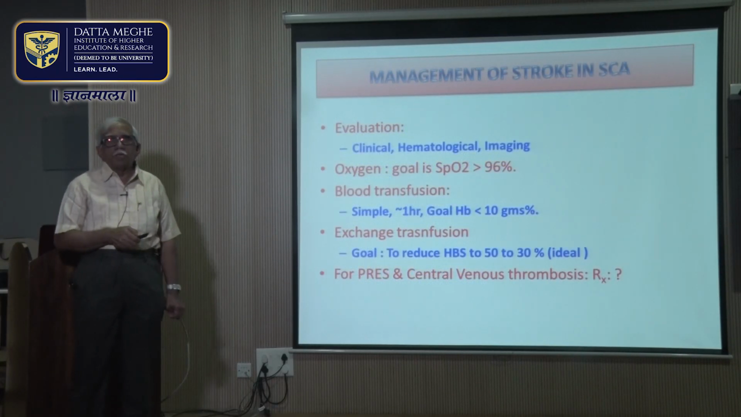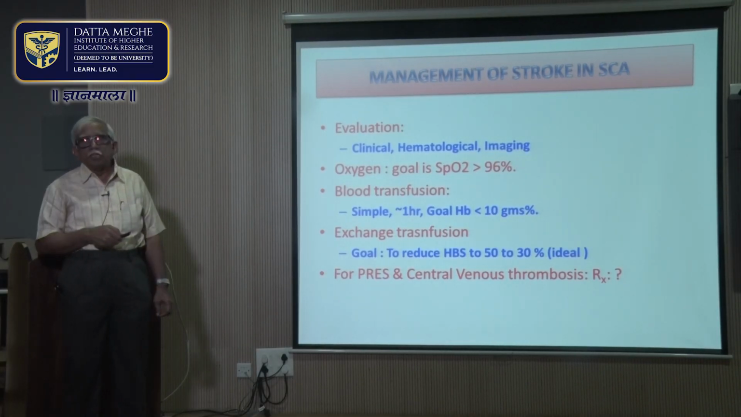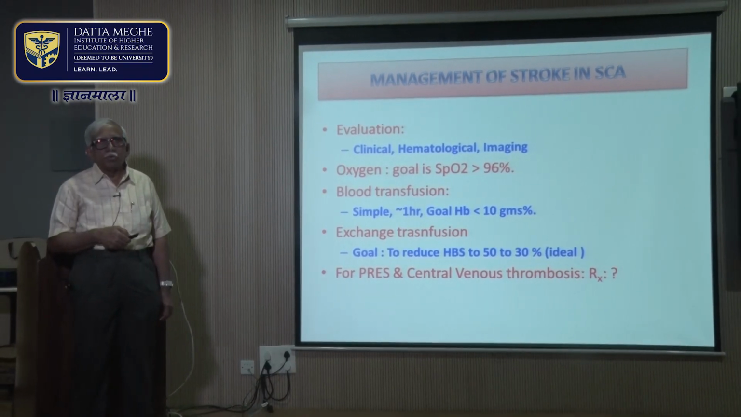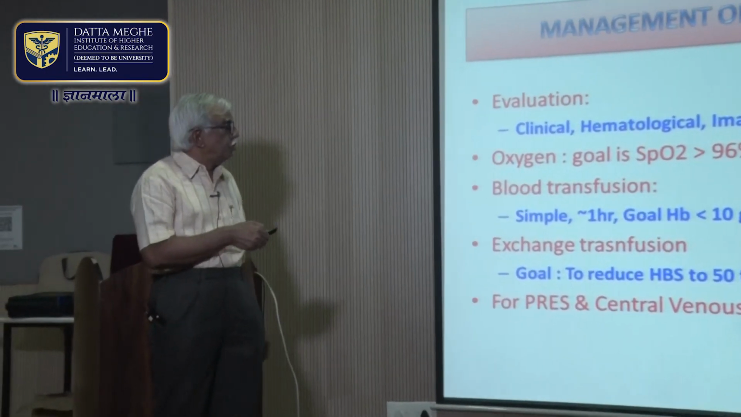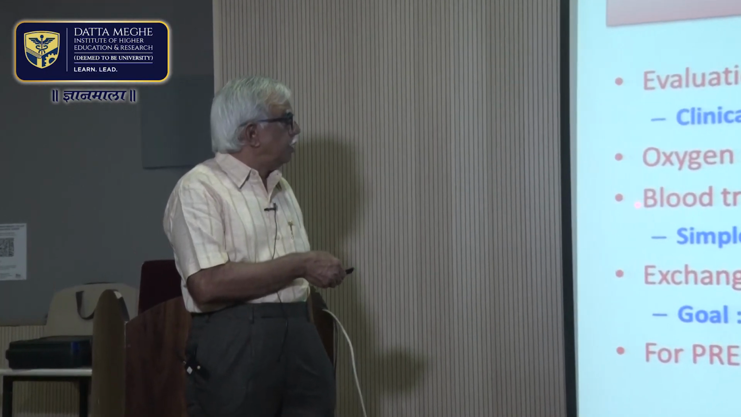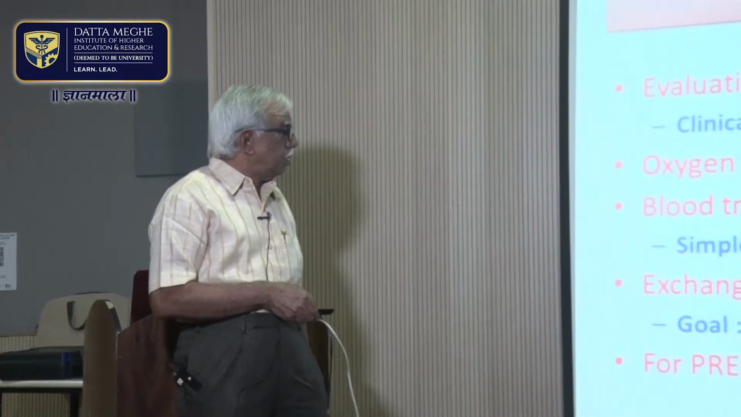Evaluation is clinical, hematologic, and imaging. Of course, they need oxygen therapy because oxygen is supposed to prevent perpetuation of the thrombus phenomena, so SpO2 should be more than 96%. Simple blood transfusion should be given within 1 hour, and the goal is that hemoglobin should not rise above 10 gram%. It should not be 12 or 13. Do not go higher because otherwise it will again perpetuate thrombosis. Exchange transfusion in certain cases to reduce hemoglobin S to less than 30% is the ideal one.